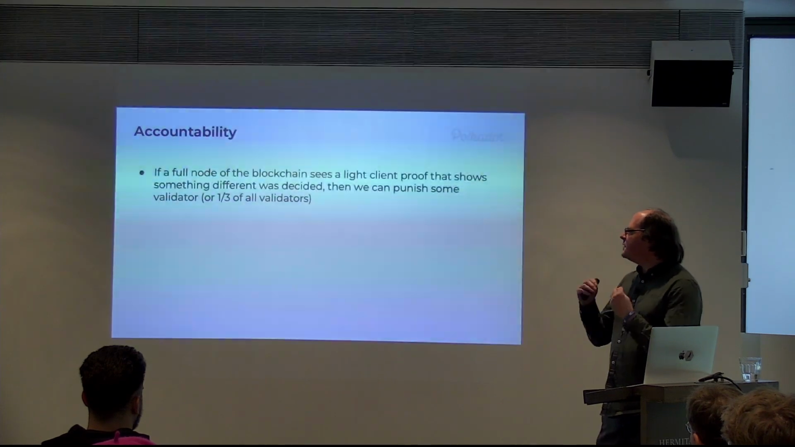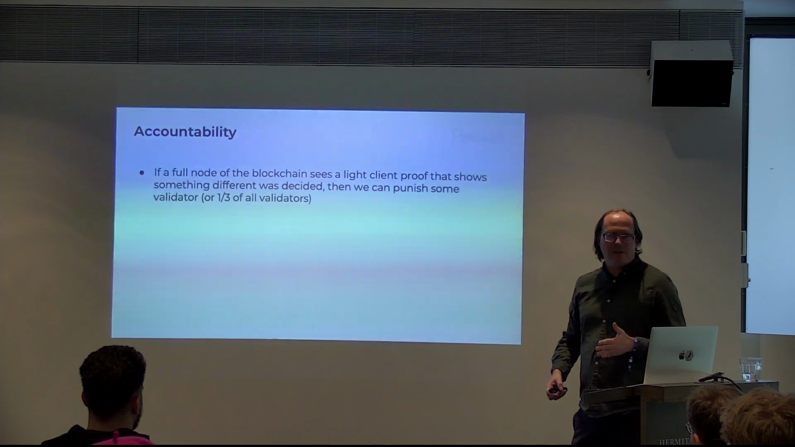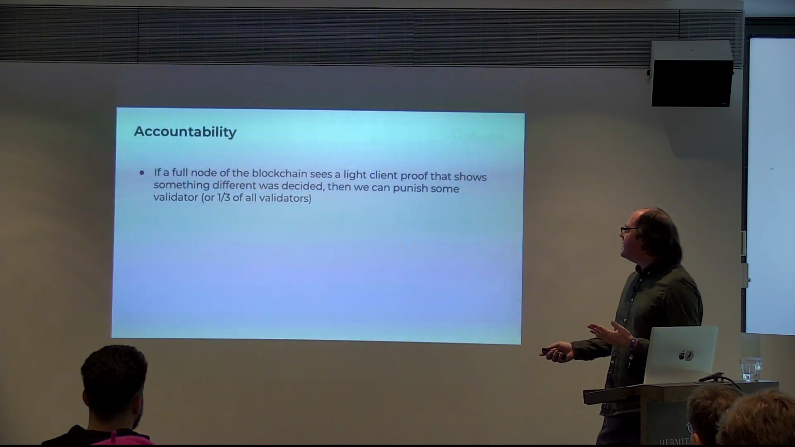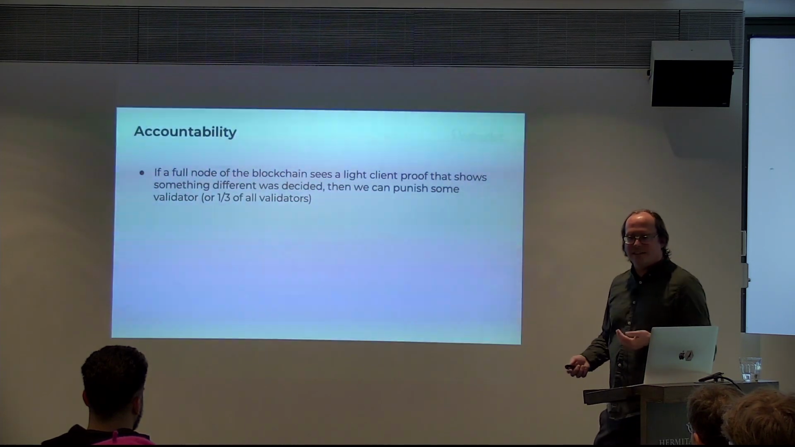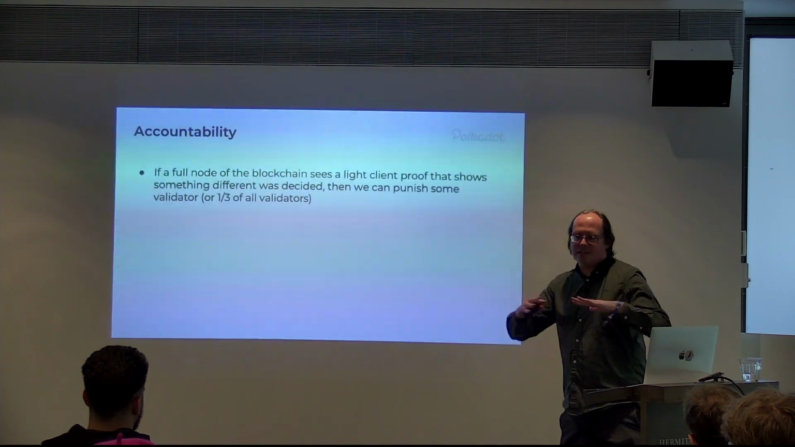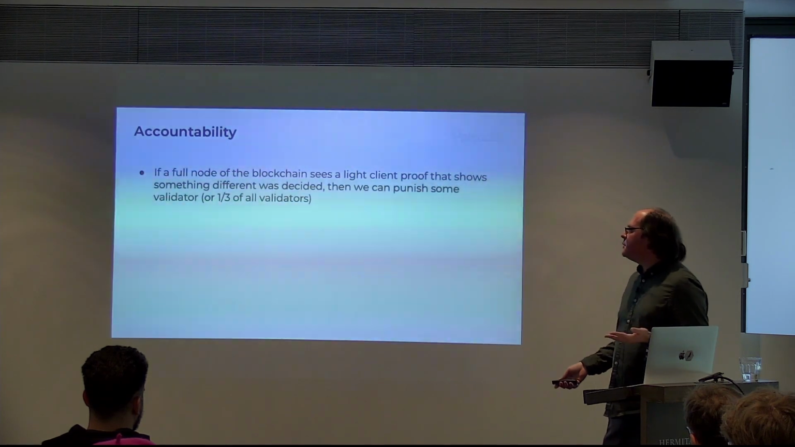So in particular, we have this property called accountability, which means if you see on the blockchain a light-client proof of something false, and it's public, then you can give a proof to your blockchain, and we can slash, say, 1/3 of validators. And as we've seen recently, bridge security is super important, right? We want to be as secure as possible.